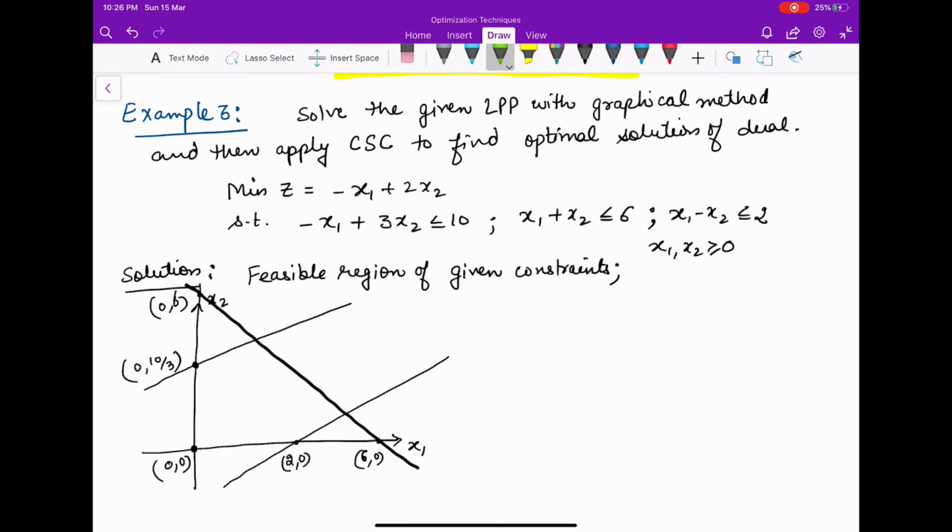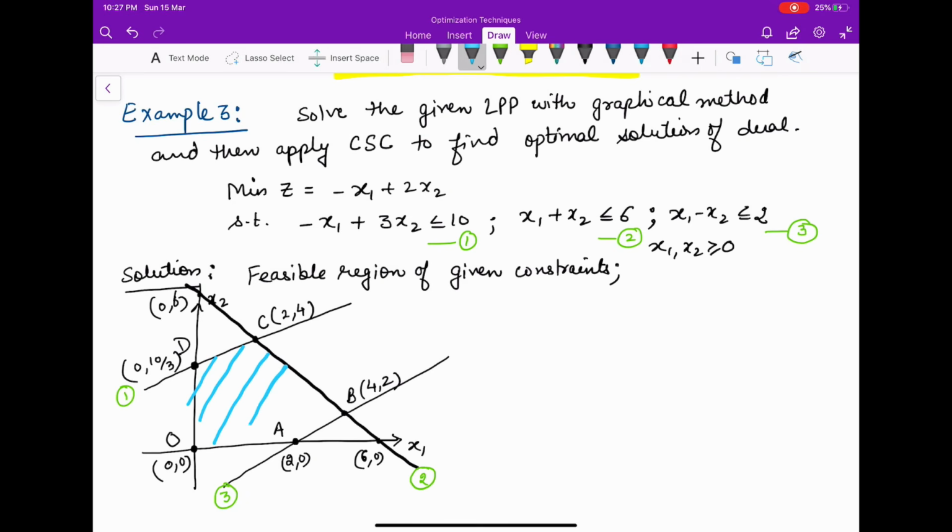So this is the first constraint, this is the second constraint, this is the third constraint. Here is constraint number 2, this is constraint number 3, and this is constraint number 4. This point I call O. This is A, B. This is 4, 2. This is C, 2, 4. And this point, let's call D. And the feasible region here is this one, which is highlighted.